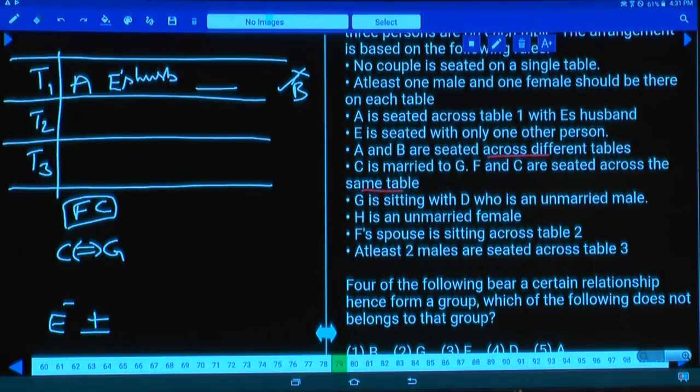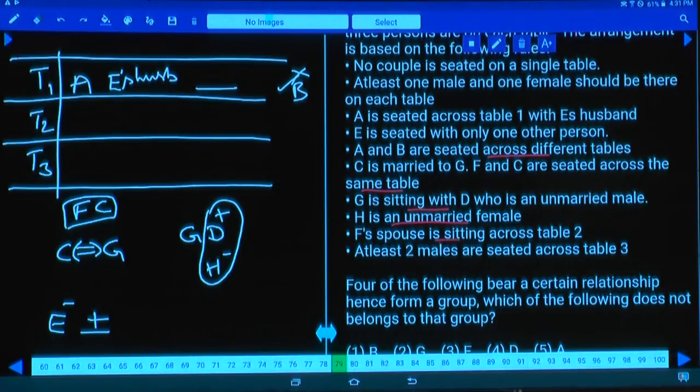G is sitting with D, D who is unmarried. Now G and D are sitting in 1, and D is what? D is an unmarried female. G is an unmarried male and H is an unmarried female. Hence D and H are unmarried, and the remaining persons A, B, C, E, F and H are married. Isn't it? Hence only these 2 persons are unmarried. The remaining 6 persons got married.